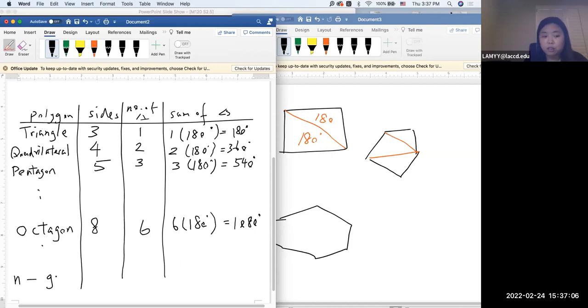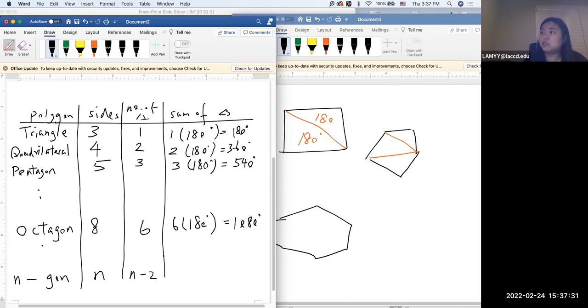Okay, so if you keep going, let's say I have an n-sided polygon. So the number of sides is going to be n. And then you could see the pattern. When you have 3 sides, you have 1 triangle. 4 sides, you have 2 triangles. 5 sides, you have 3 triangles. This is always subtracting 2. So here, that will be n minus 2.